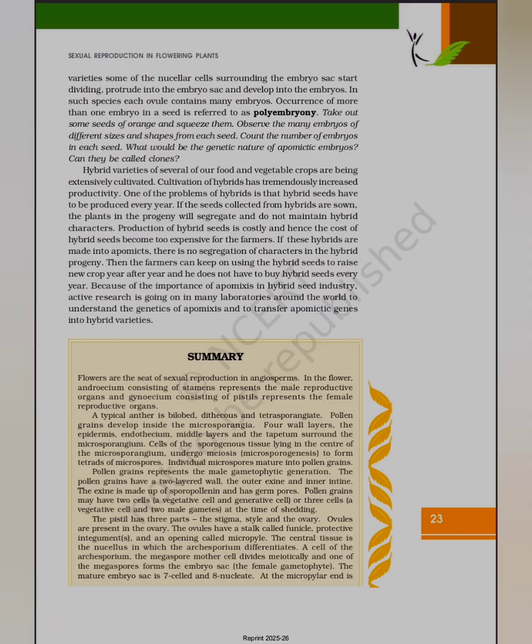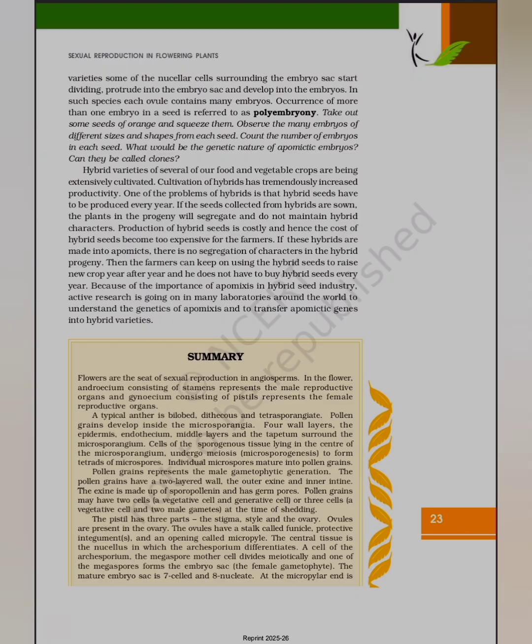Pollen grains represent the male gametophytic generation. The pollen grains have a two-layered wall, the outer exine and inner intine. The exine is made up of sporopollenin and has germ pores. Pollen grains may have two cells, a vegetative cell and a generative cell, or three cells, a vegetative cell and two male gametes. At the time of shedding, the pistil has three parts: the stigma, style, and the ovary. Ovules are present in the ovary.